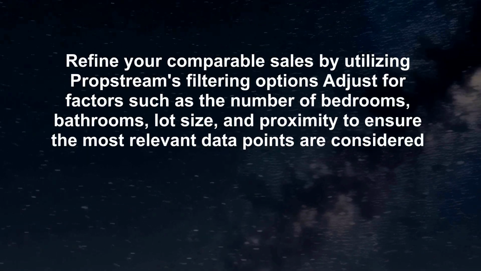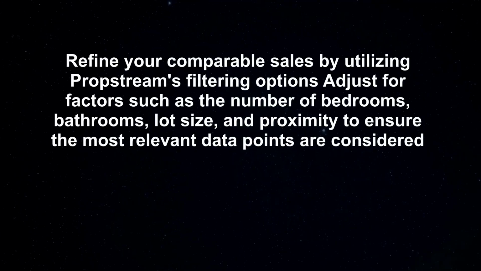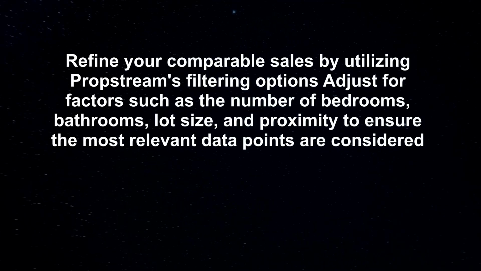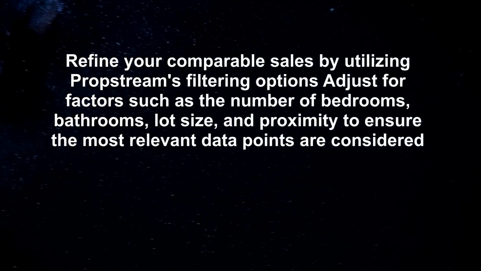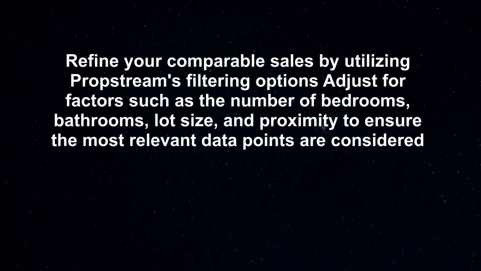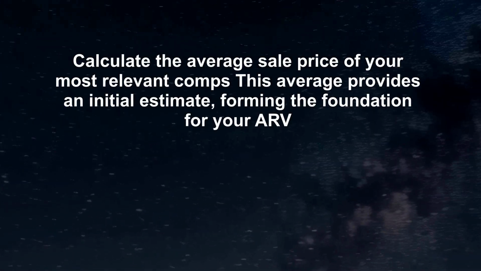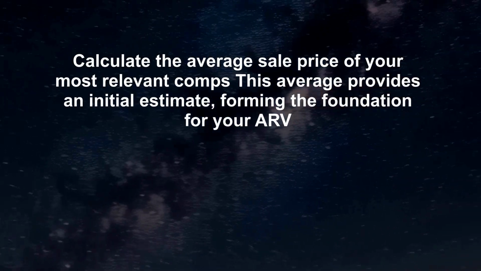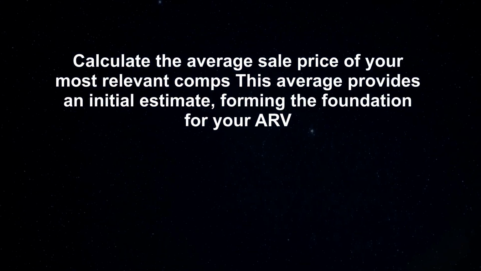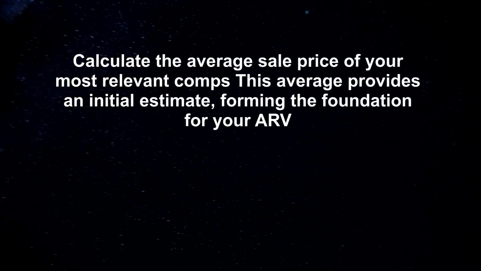calculation. Refine your comparable sales by utilizing PropStream's filtering options. Adjust for factors such as the number of bedrooms, bathrooms, lot size, and proximity to ensure the most relevant data points are considered. Calculate the average sale price of your most relevant comps. This average provides an initial estimate, forming the foundation for your ARV.